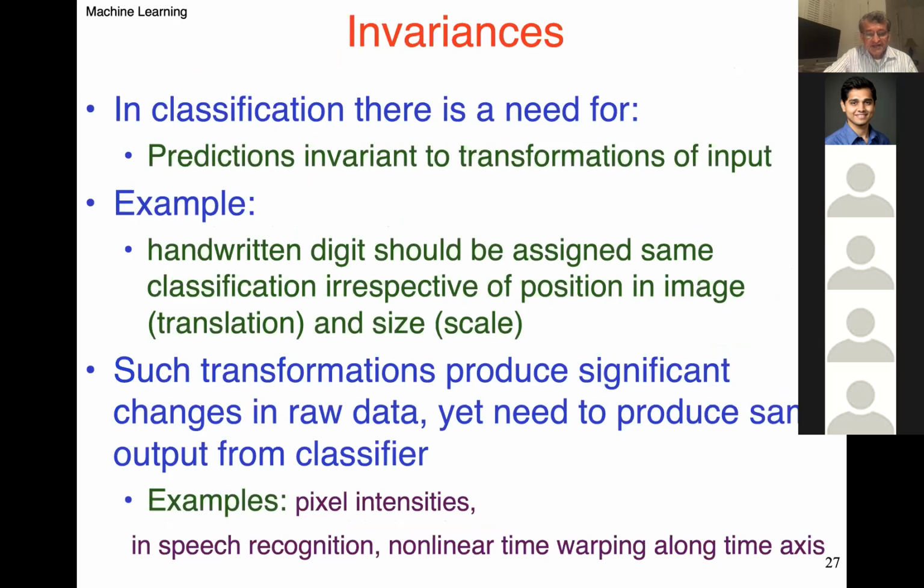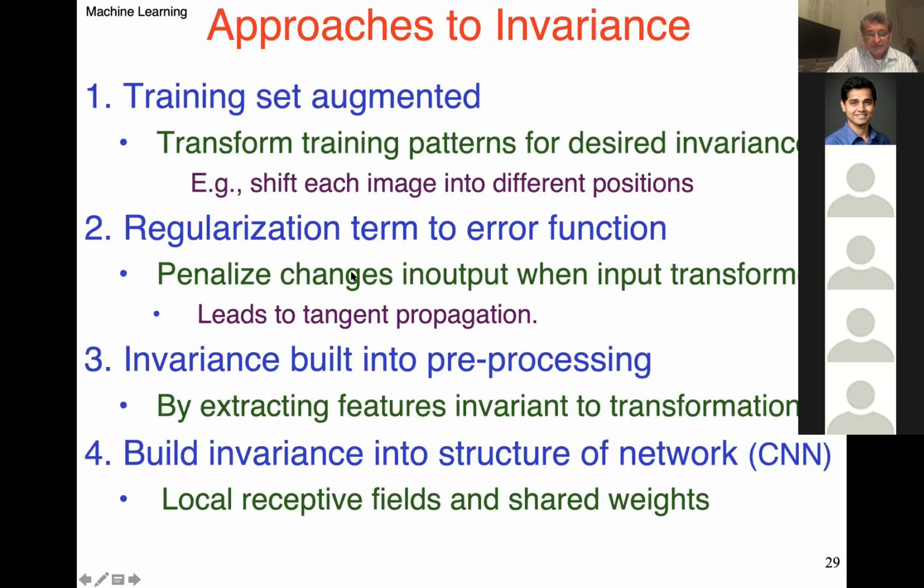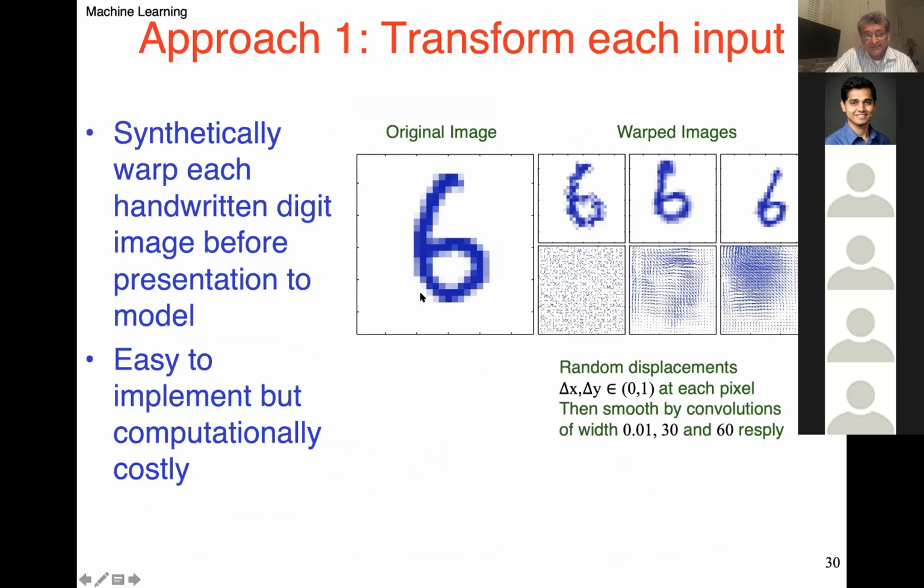All right, so these invariances: we go on to how they are necessary in classification. We need to be classifying correctly irrespective of position in the image, translation, size. And anyway, these occur all over the place. We just saw a few approaches for invariance already. Of course, we just saw the training set can be augmented, and adding a regularization term to the error function. And we'll see a little bit more in this approach of tangent.